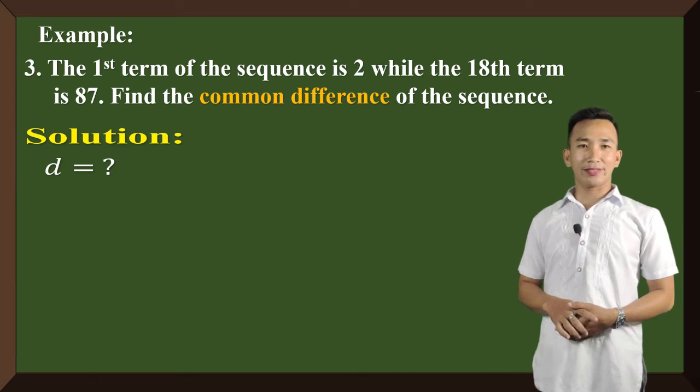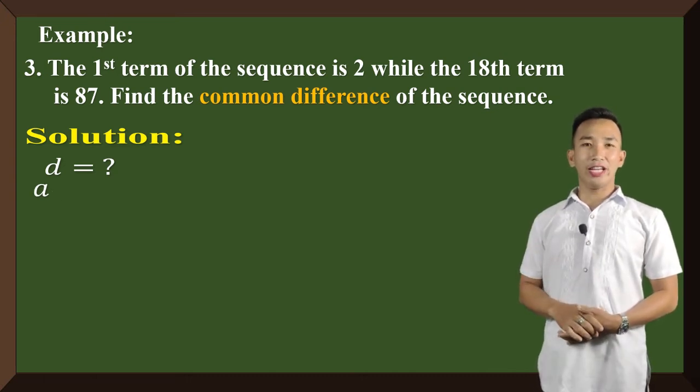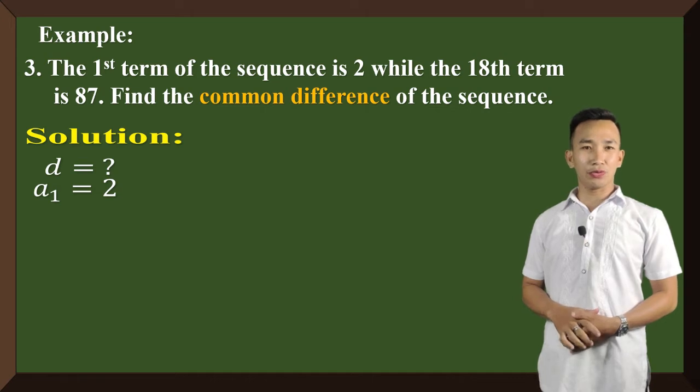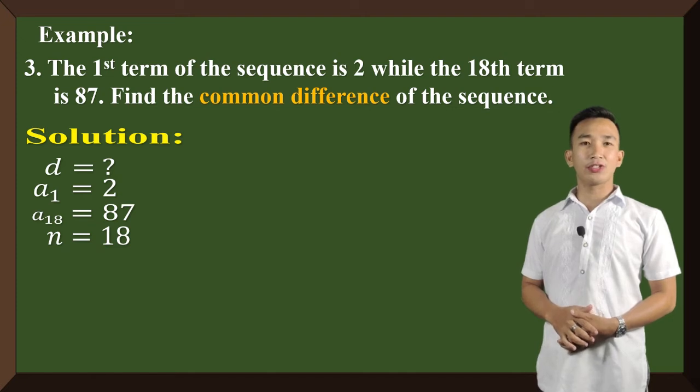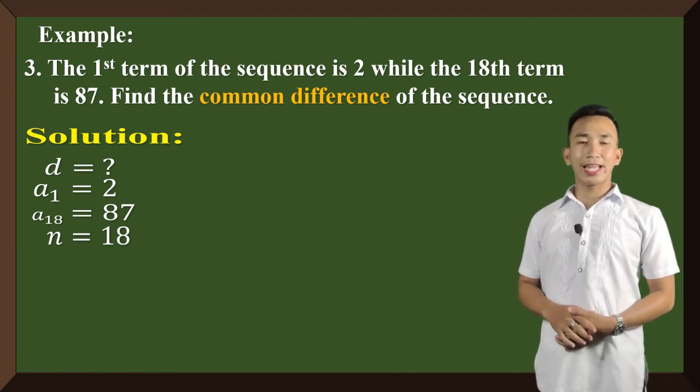What are the given? Very good. The given are the first term, a sub 1, is 2. The last term, a sub 18, is 87. And the number of terms is 18. It refers to the order of the last term, the same with the previous examples.